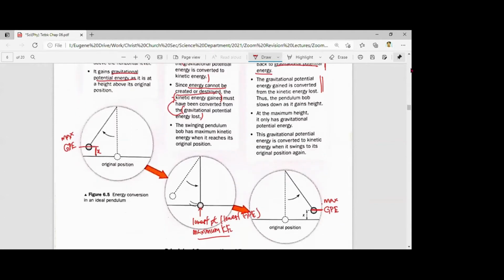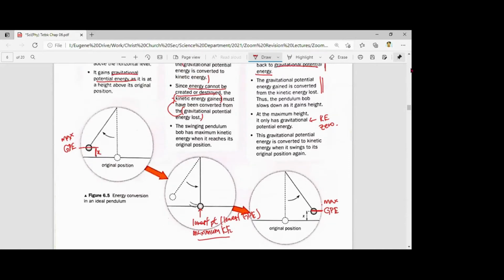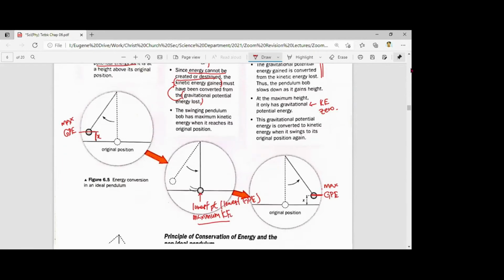Then we say that when it reaches the maximum height, it only has GPE because the ball will temporarily come to a stop. When it temporarily comes to a stop, the speed is 0. That's why its KE is 0. So at this point, at the maximum height, the KE actually is 0. Just take note of that. Then once it's here, it will come back down again, so the whole process will continue again. So this is the ideal pendulum swinging and how the energy is being converted.